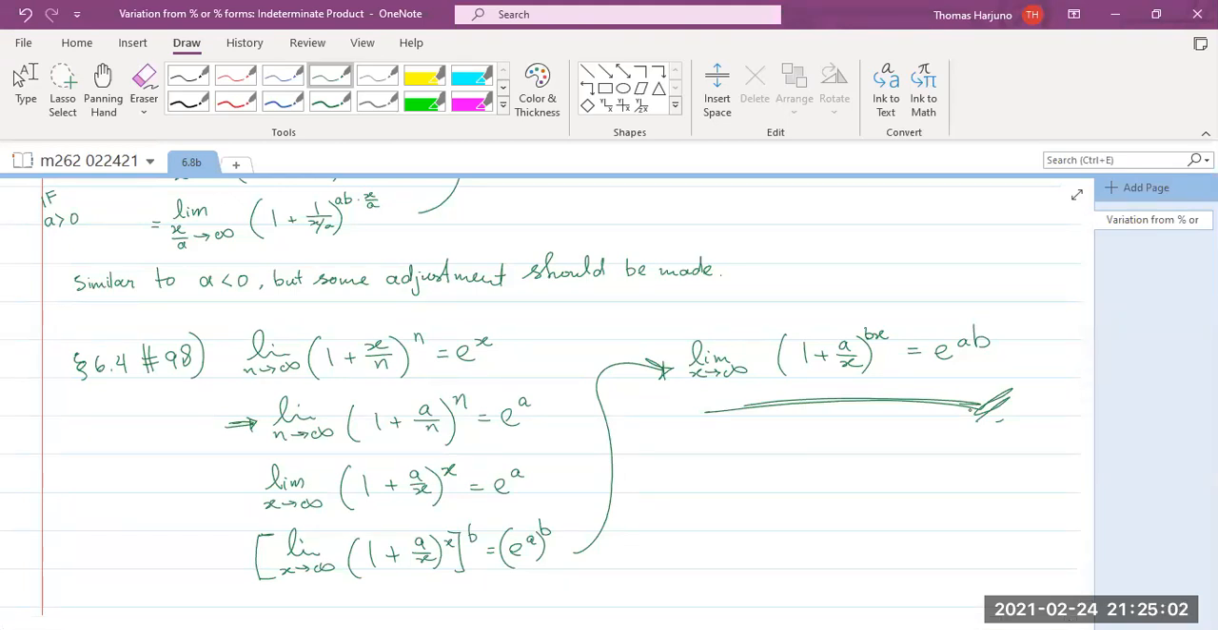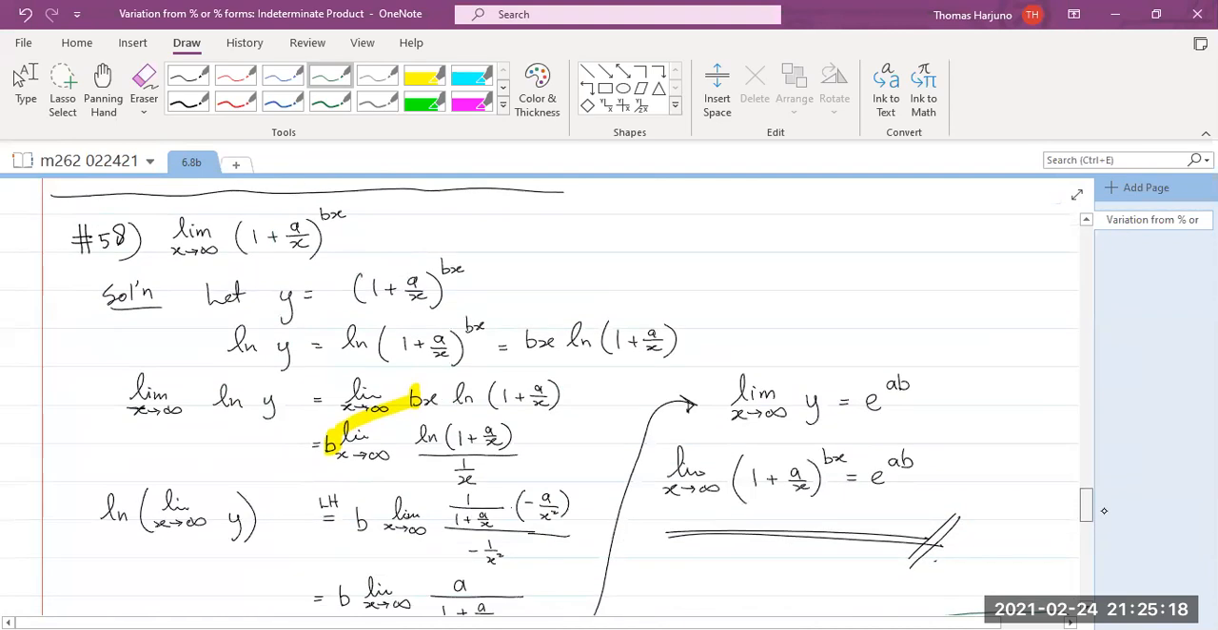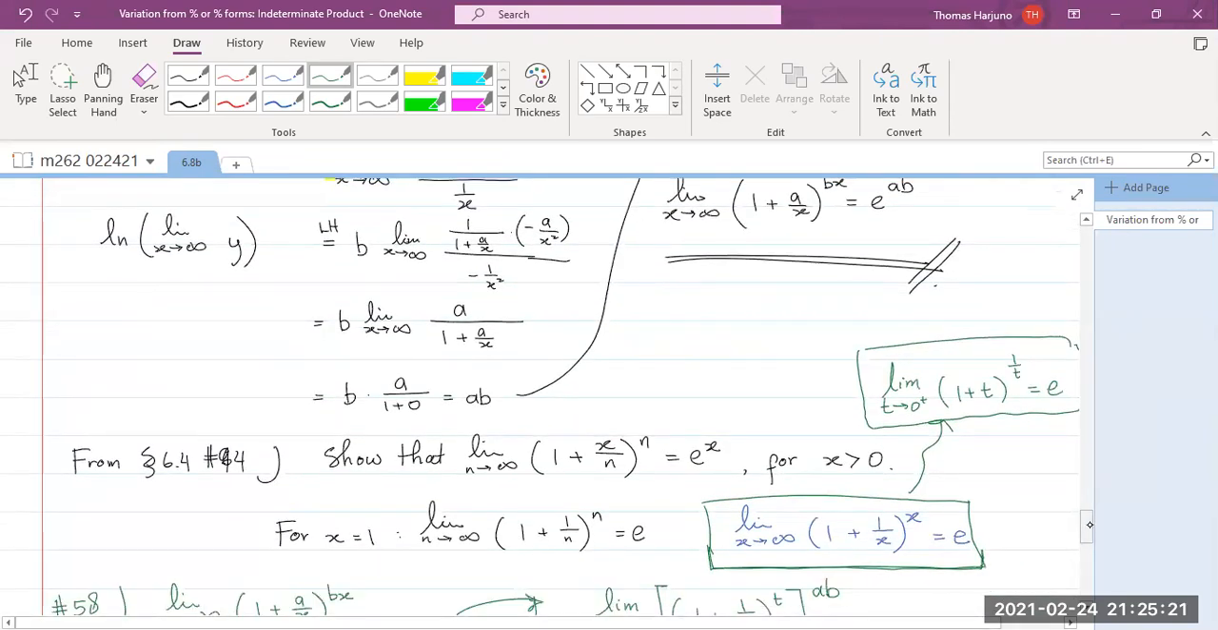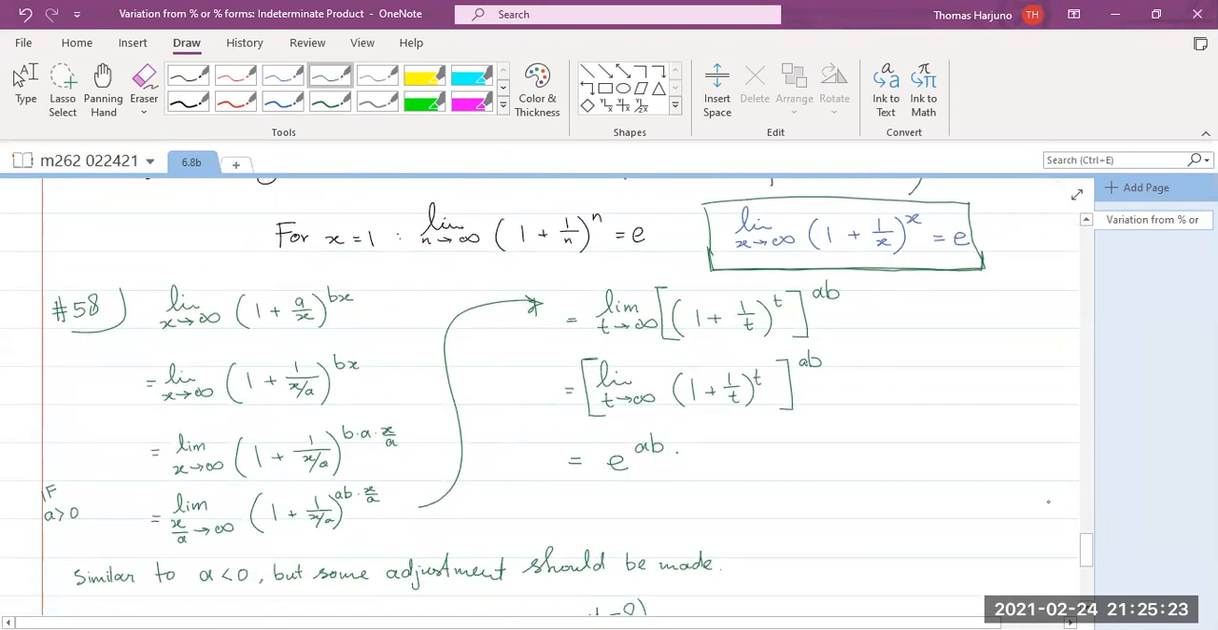So notice that I did problem number 58 in this 6.8 in three different ways. Only the first one I used L'Hopital's Rule, which is the longest way. Right? That's the longest way. If you know how important what we learned from section 6.4 is, then you see it happens again and again and again.